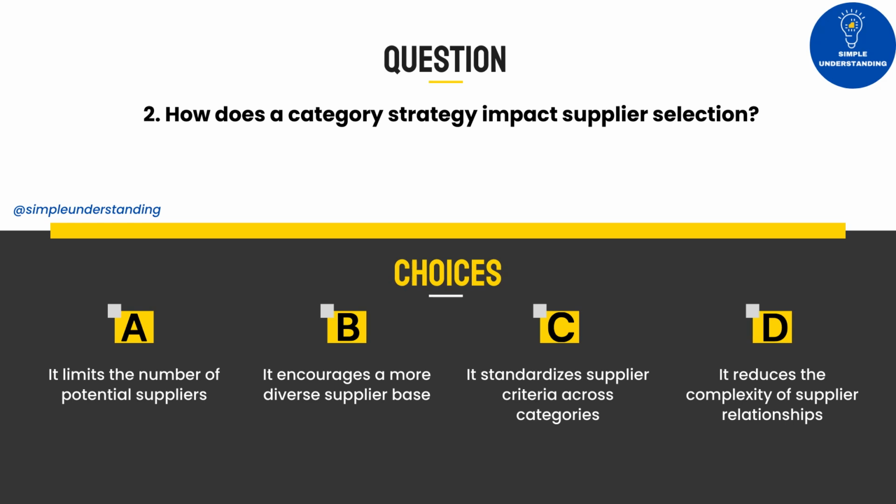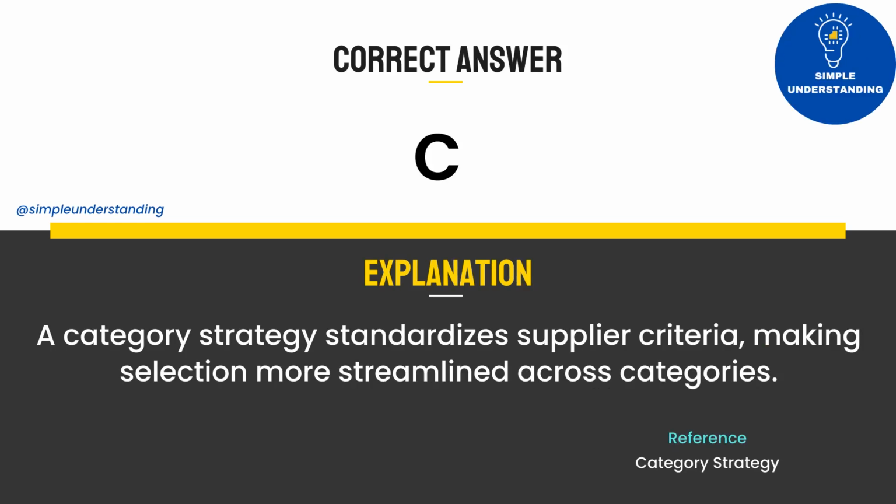2. How does a category strategy impact supplier selection? A. It limits the number of potential suppliers. B. It encourages a more diverse supplier base. C. It standardizes supplier criteria across categories. D. It reduces the complexity of supplier relationships. Correct answer C. Explanation. A category strategy standardizes supplier criteria, making selection more streamlined across categories.